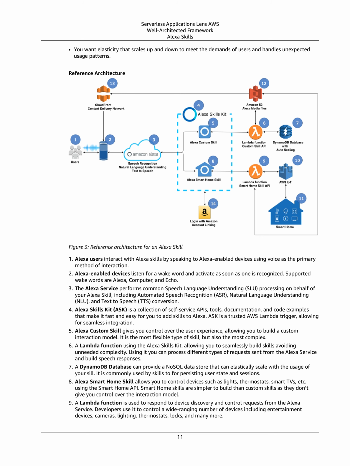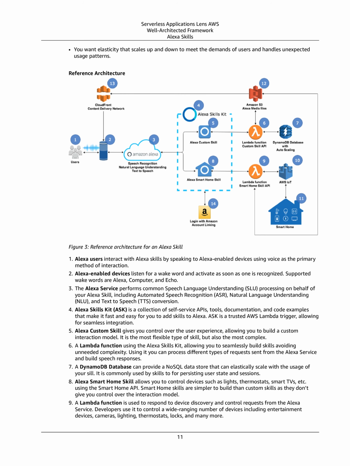ASK is a trusted AWS Lambda trigger, allowing for seamless integration. 5. Alexa Custom Skill gives you control over the user experience, allowing you to build a custom interaction model. It is the most flexible type of skill, but also the most complex.